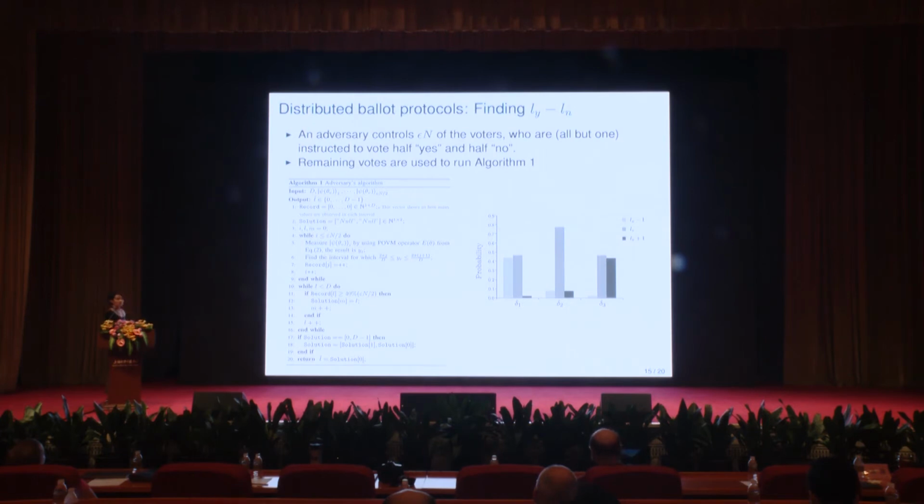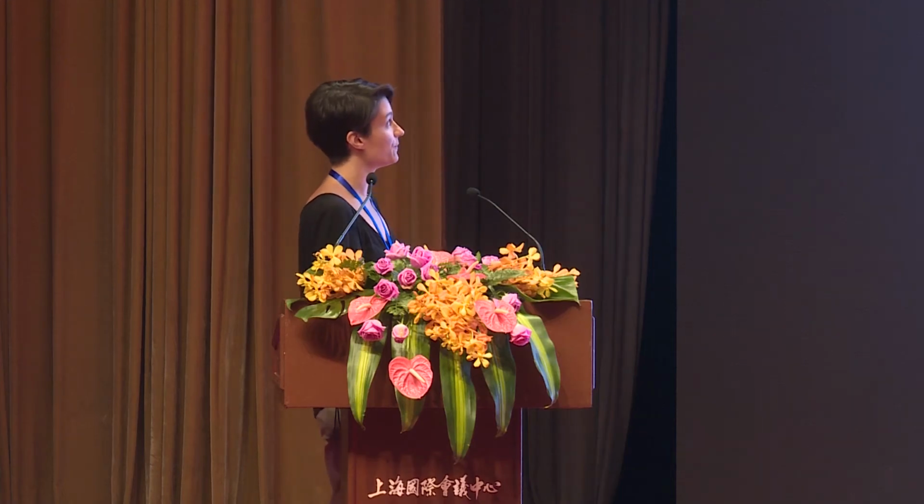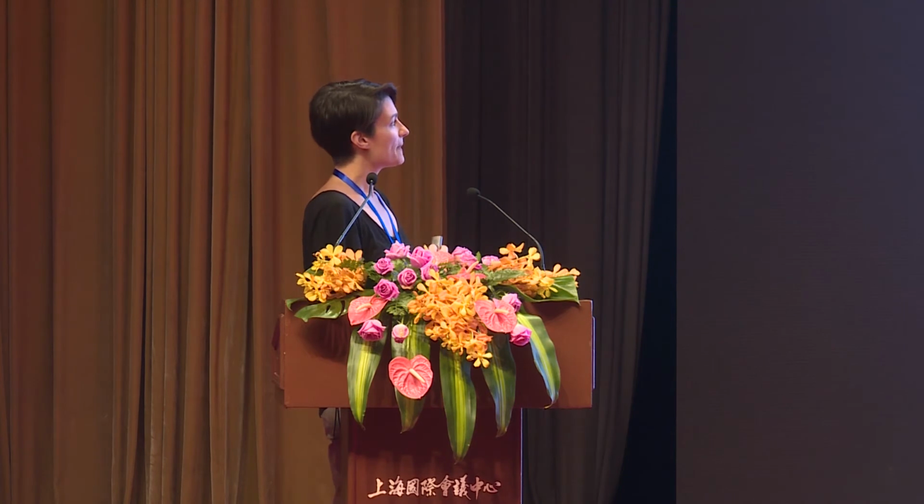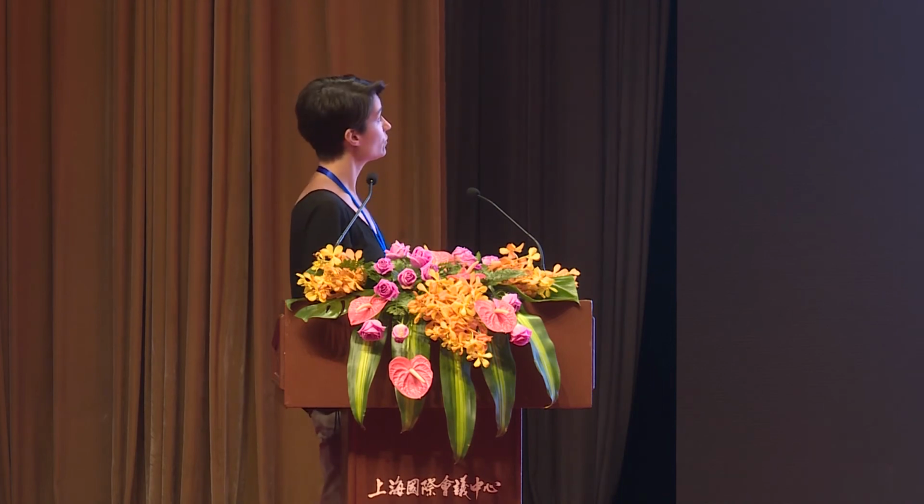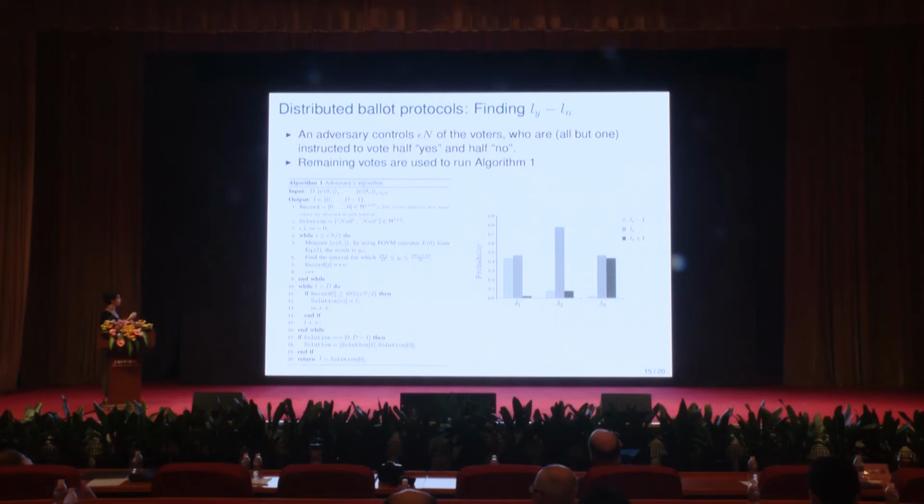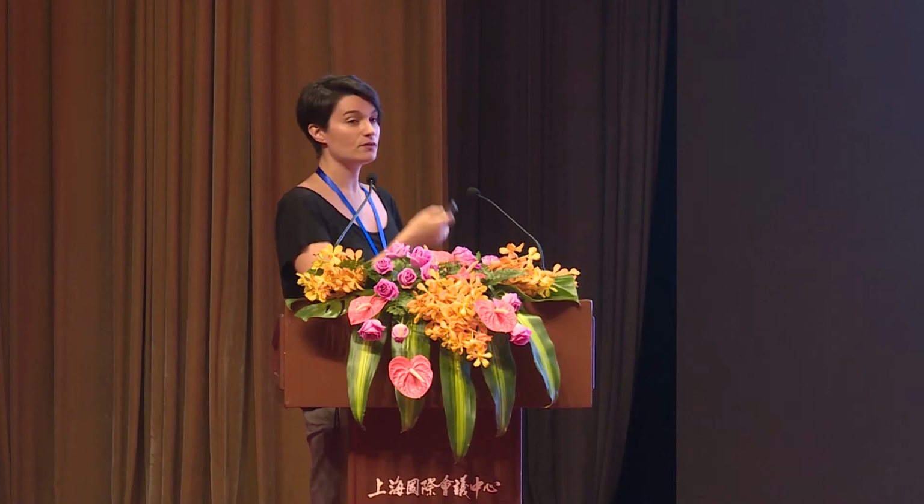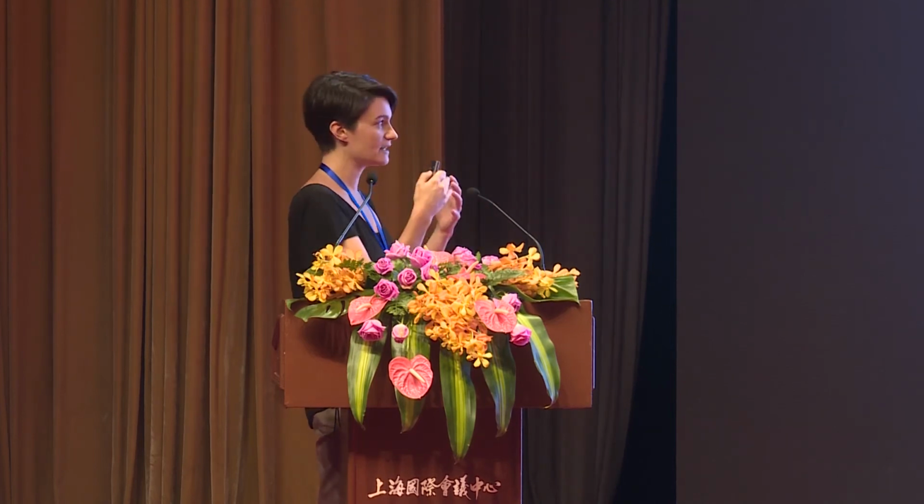So what we have done is we have basically found an algorithm for an adversary to run if he controls any number or any fraction of the voters in order to retrieve this difference. And what he needs to do is instruct the voters that he controls to vote half yes and half no, then keep the rest of the option credits for yes or no accordingly, and then run this algorithm. And now he has a sample of option credits, yes and no.